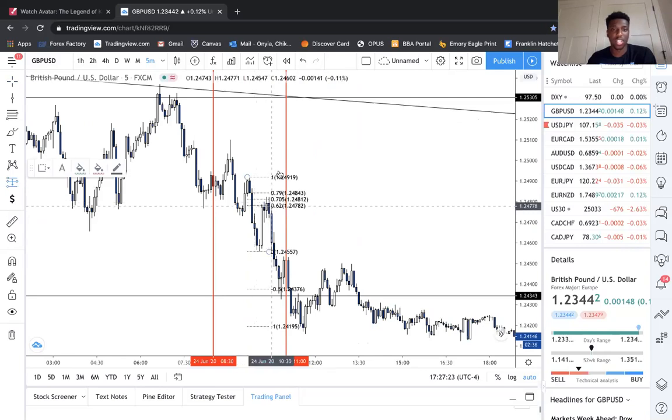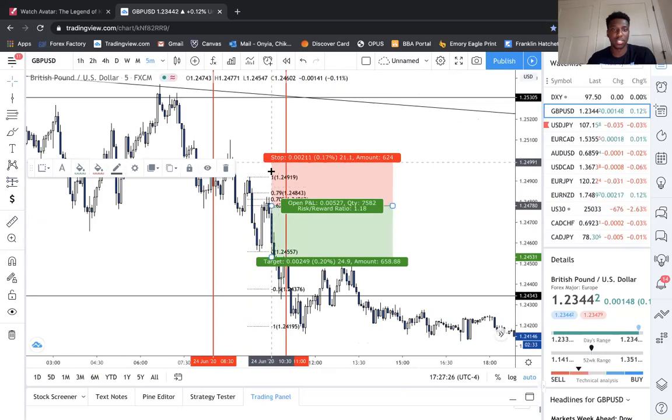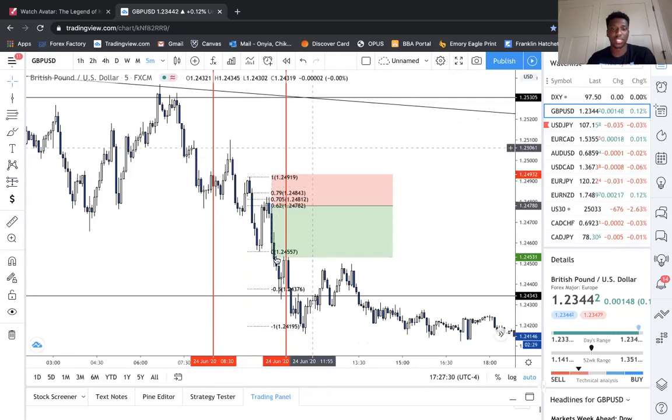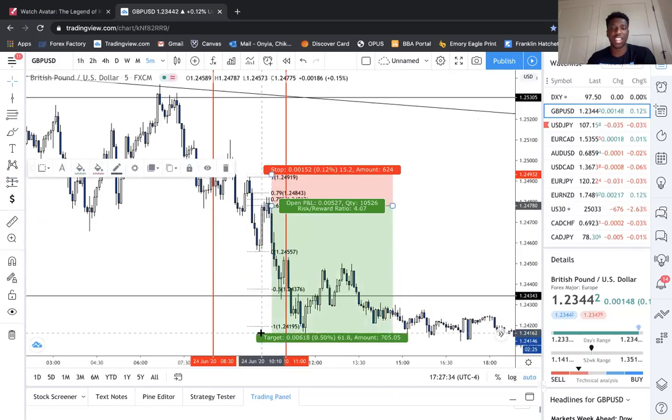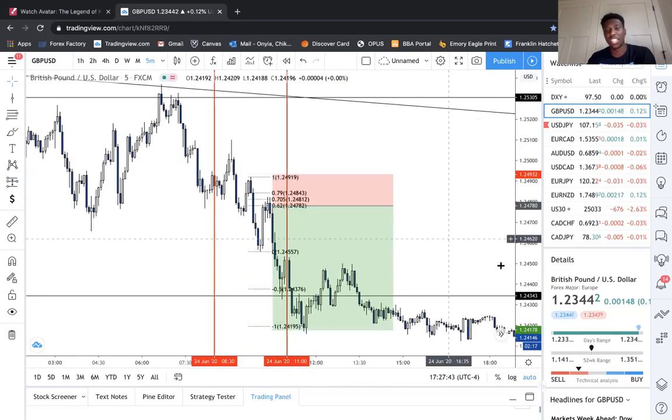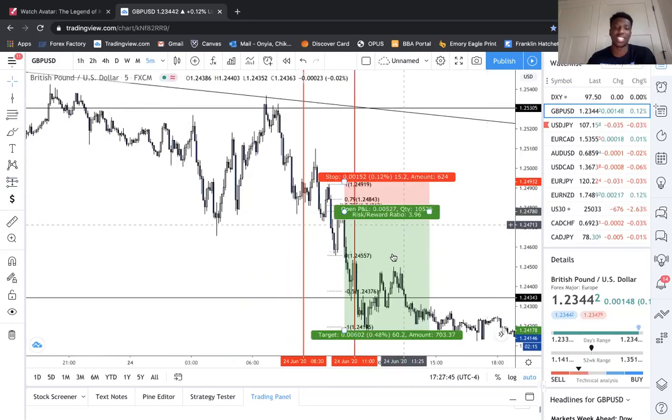So the stop loss would have been like 15 pips, somewhere around there. Would have at least caught a nice 1 to 4. Before we even got stopped out, we at least would have got partials at a 1 to 4. I mean, come on, man. That's just crazy. That's absolutely wild.